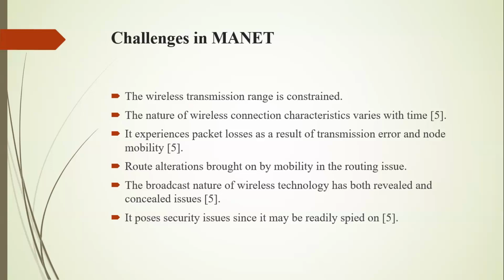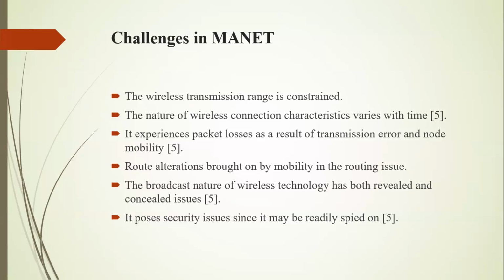The nature of wireless connection characteristics varies with time, of course, based on the time, based on the traffic, based on the environment. Our wireless connection is affected, right? Every time we require to maintain a routing table. Why? Because in a MANET, all can be done with the help of a centralized system. So when we transfer from one node to another node, first of all, we have to register in the routing table. The routing table finds the next shortest path, and after that we can move from source to destination. So this is the challenge, right?